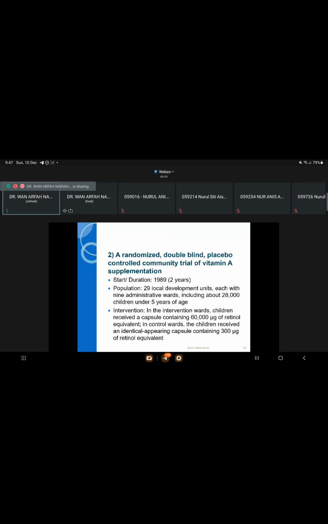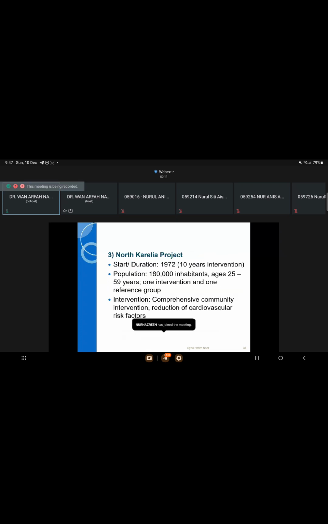This one is about vitamin A supplementation: 2 years, giving vitamin A supplements to children. This is an RCT, but among the community. RCTs can also be done among communities. Then this is the North Carolina project, quite long, a 10-year intervention for the reduction of cardiovascular risk factors.